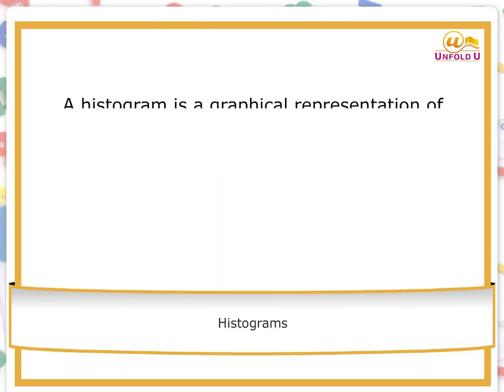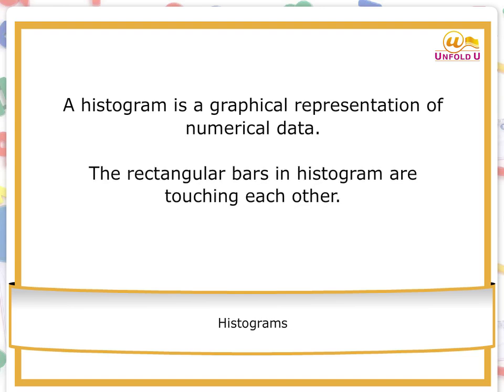A histogram is a graphical representation of numerical data. In a histogram, the width of the bar is important, as the area of a rectangular bar denotes frequency. The rectangular bars in a histogram are touching each other. That shows that the class intervals are continuous.